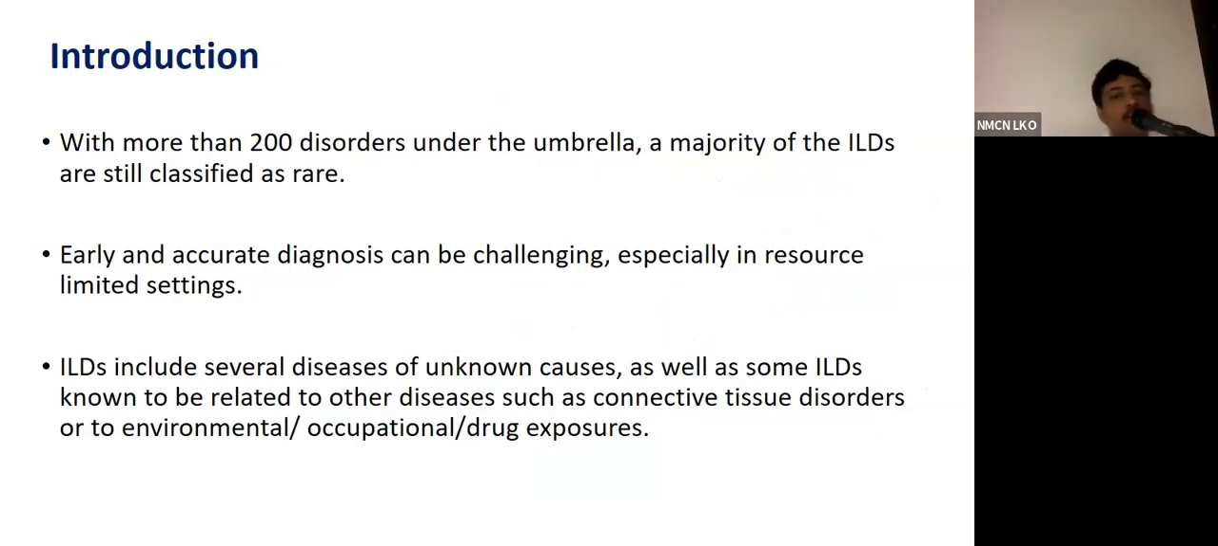With more than 200 disorders under the umbrella, the majority of interstitial lung diseases are still classified as rare. Early and accurate diagnosis can be challenging, especially in resource-limited settings. ILDs include several diseases of unknown etiologies, as well as some ILDs known to be related to other diseases, such as connective tissue disease related, or due to environmental, occupational, or drug exposures.